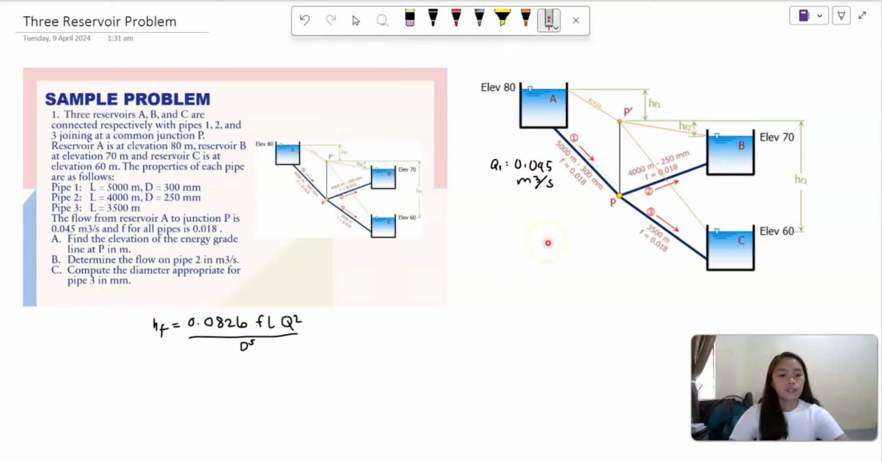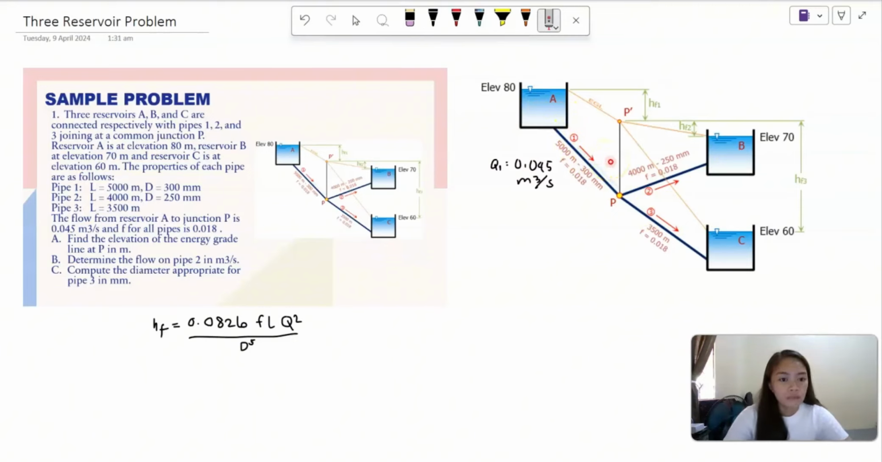So the next thing we will do is to analyze the direction of flow here. As we all know, by essence, reservoir A will discharge flow to reservoir B and reservoir C, since the elevation of reservoir A is higher than these two elevations. So reservoir B and reservoir C will receive flow from reservoir A.